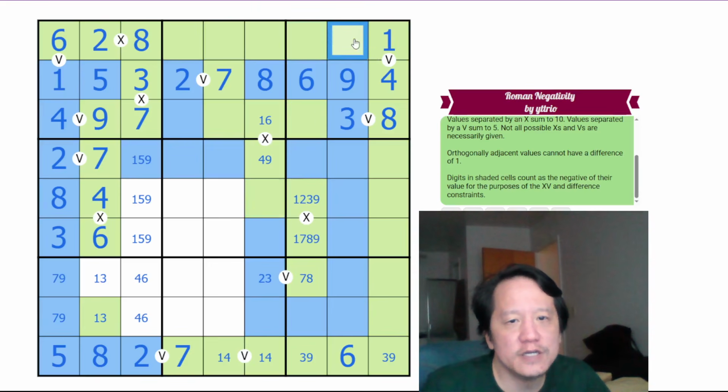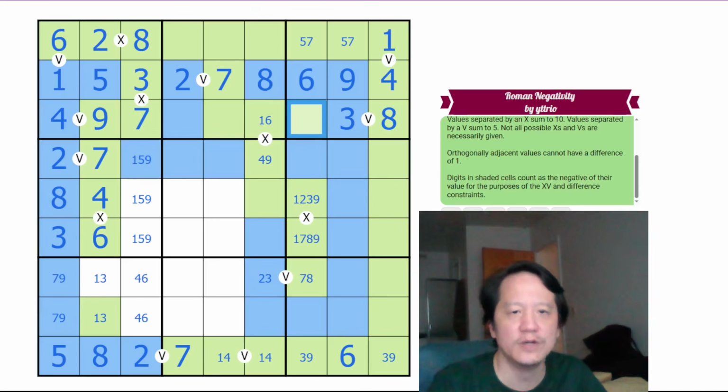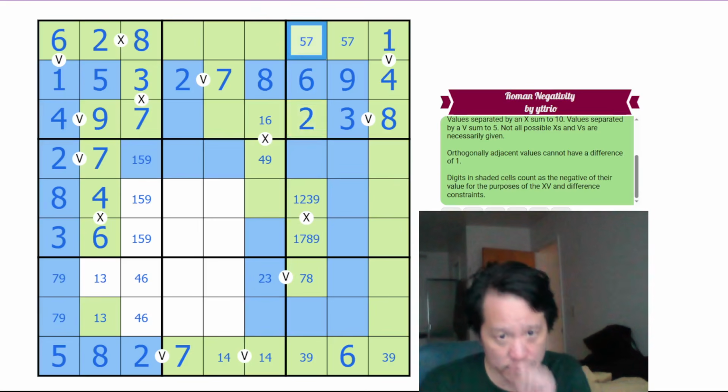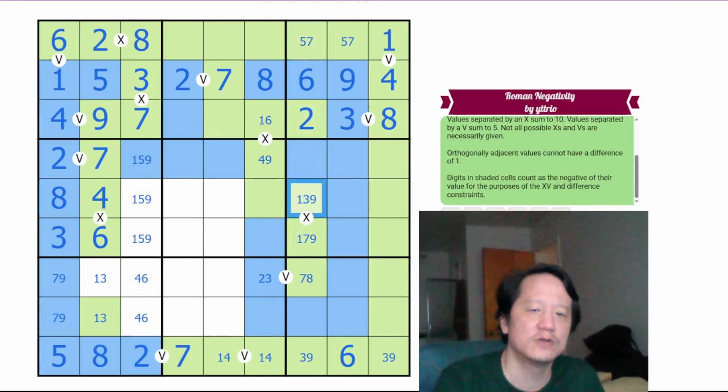Remaining digits in box 3, we have 2, 5, and 7. And this can't be 2, so this is 5, 7 as a pair, which forces this to be 2 here. 2 eliminates 2 and 8 to add up to 10 here.